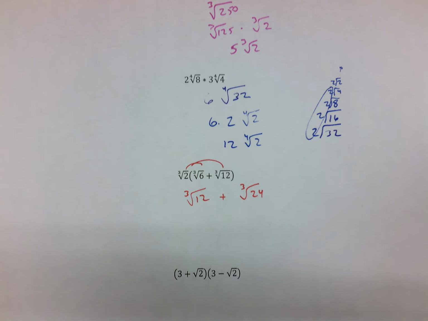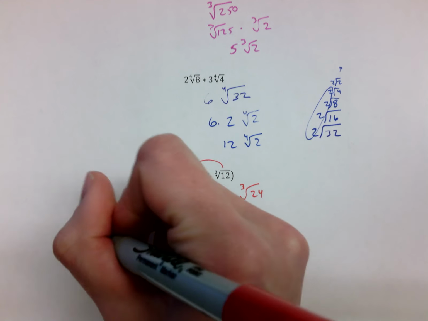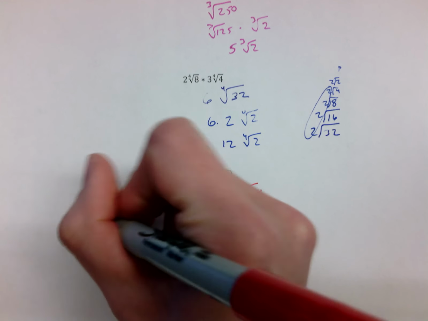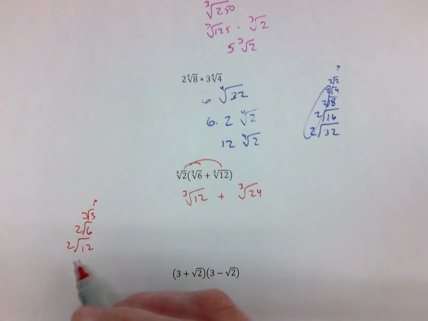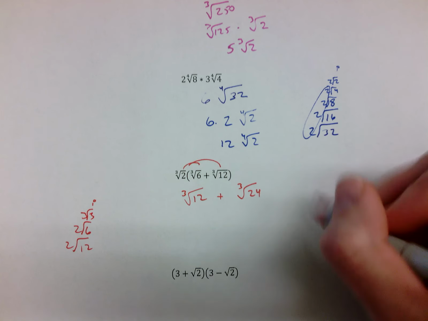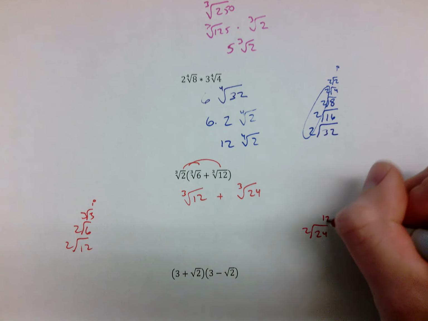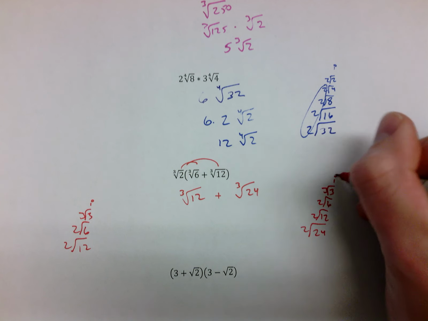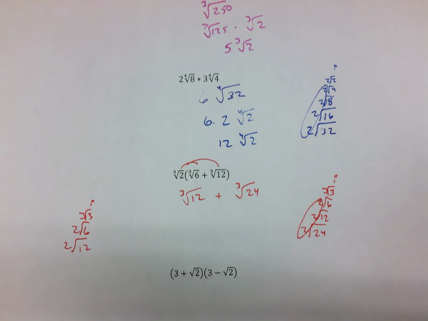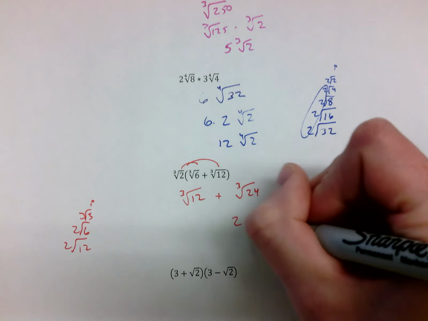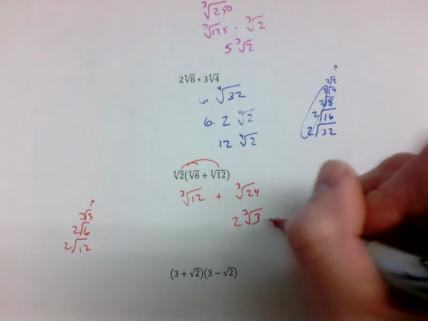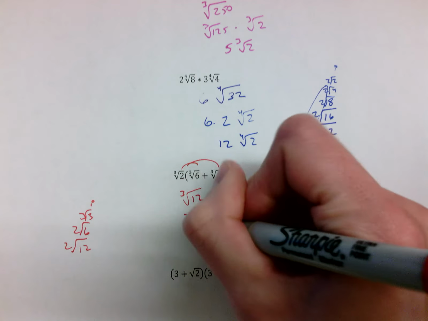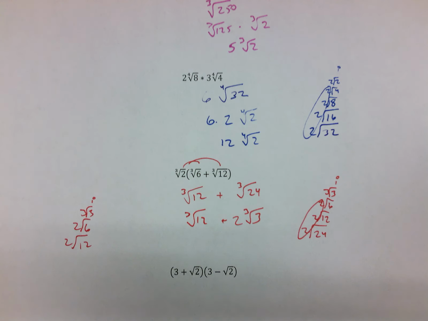Okay, and if I try to simplify that, let's see, 12 is 2 times 2 times 3. There's no sets of 3 there, so that doesn't simplify. 24 is 2 and 2 and 2 and 3. So that does have a set of 3. So I can simplify that to 2 times the cube root of 3. And there we go, there's my expression. Okay, so nothing too groundbreaking here.